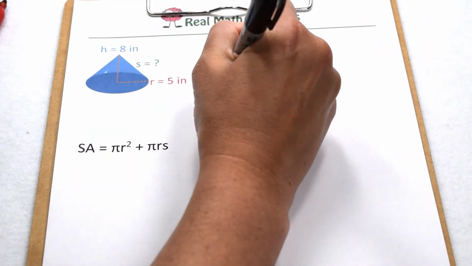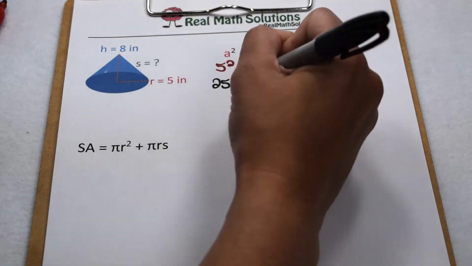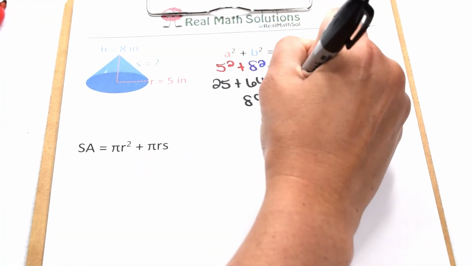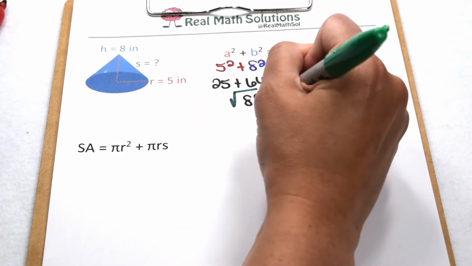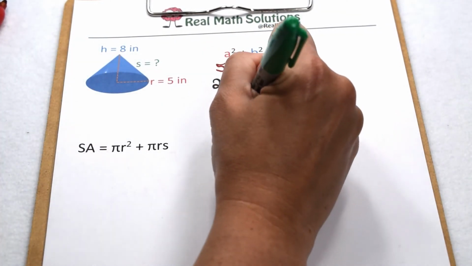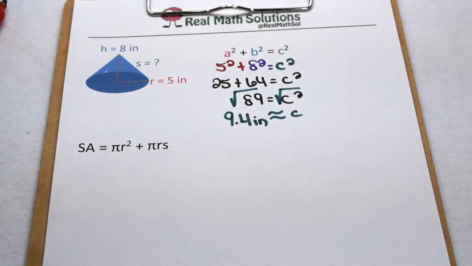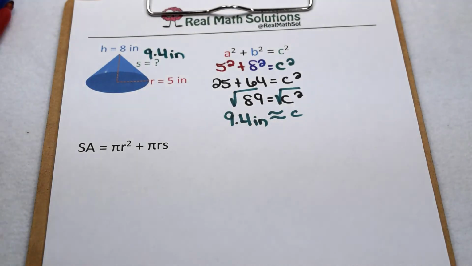Now as we work through and solve that, 5 squared is 25, 8 squared is 64. Together they'll be worth c squared. 25 and 64 is 89, so then to find c, we're going to need to take the square root of both sides. 89 isn't a perfect square, so we're going to estimate it to the nearest tenth. That comes out to be about 9.4 inches. So now we can use that in our equation to find surface area.